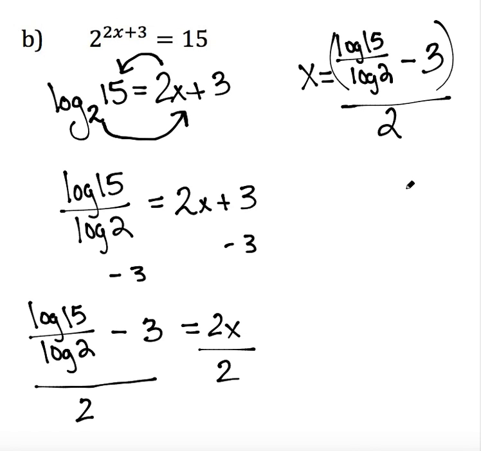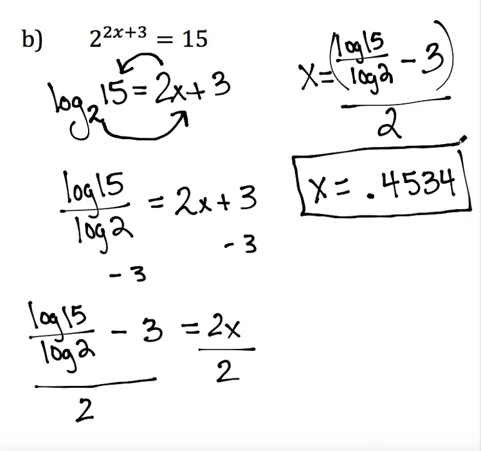Okay, and again, the directions were to round to 4 decimal places. So that is the exact answer, but since it tells us to round, I'm going to go ahead and type that in my calculator, and I'm going to get x is approximately equal to 0.4534. Okay, so again, type that in your calculator, make sure you're getting that. If you're not, talk to me in class and we'll figure it out.